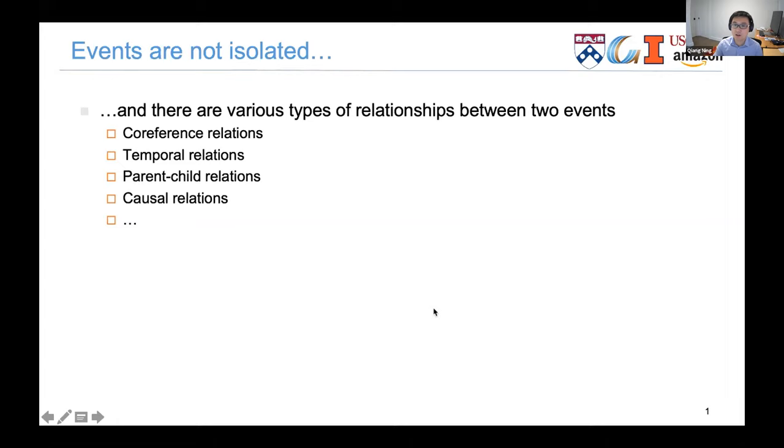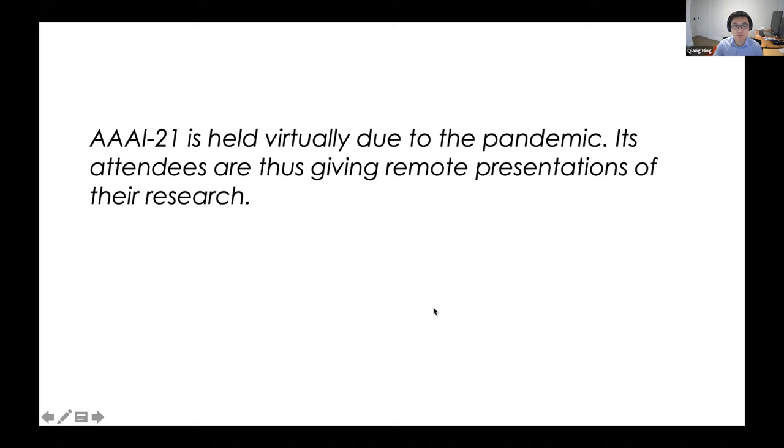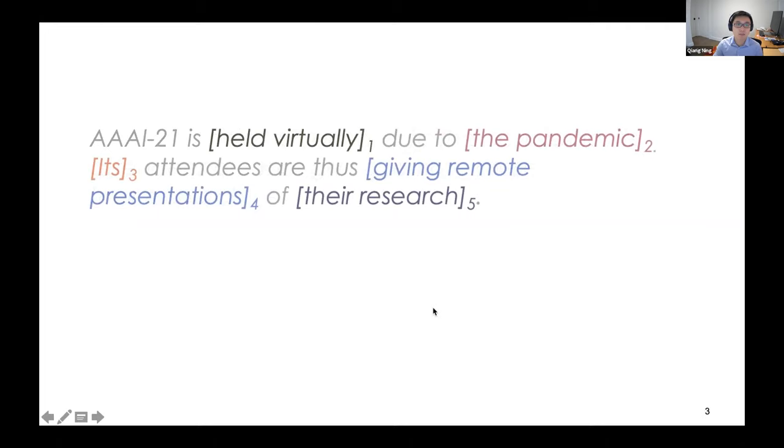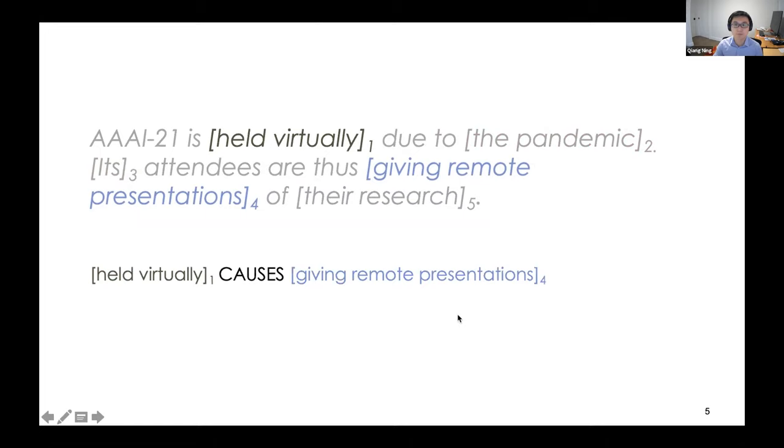Let me give you an example. AAAI 21 is held virtually due to the pandemic. Its attendees are thus giving remote presentations of their research. Here are all of the events marked in colors. And I'm going to give you a few example relationships between them. For instance, the pandemic causes held virtually, and held virtually causes giving remote presentations.